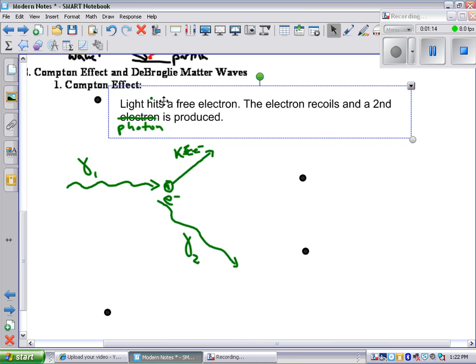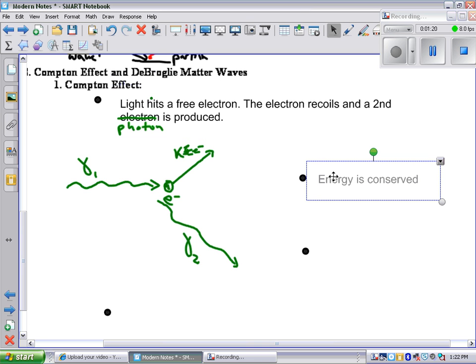Now, as he was studying this, he realized that just like the photoelectric effect, even though it doesn't have a surface, it's still going to be a conservation of energy problem. So we're going to make a note that energy is conserved. If I calculate the energy of this photon and the energy of this photon, I can do a conservation of energy thing. The photon coming in gives up all of its energy to the electron. Some of it becomes kinetic energy, and then the rest goes into this new photon. So the energy of photon 1 gets split into the kinetic energy of the electron and the energy of the second photon.